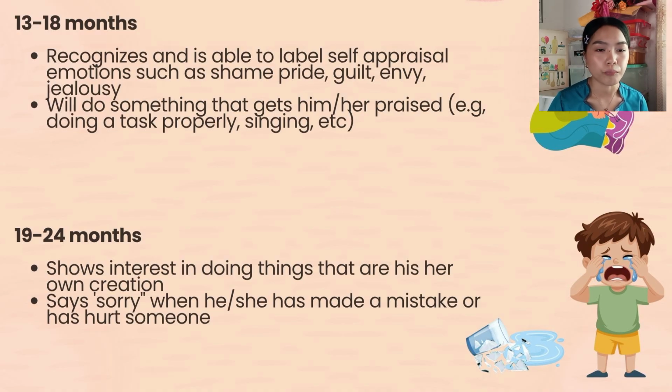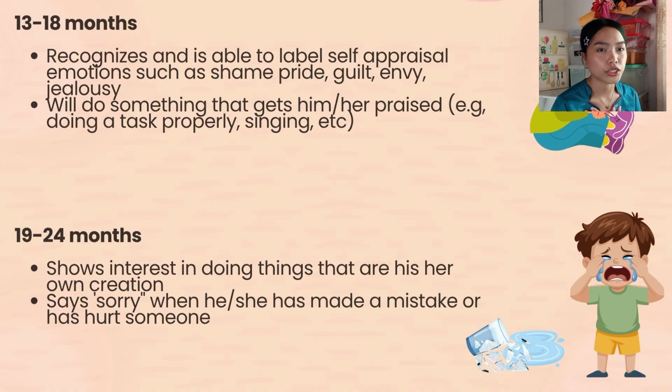And we have here 19 to 24 months: shows interest in doing things that are her own creation, says sorry when she has made a mistake or has hurt someone. So shows interest in doing things that are her own creation is, for example, during this age, they want to draw and draw and draw. Or if they are playing with Lego and they start to form different figures out of it, and then they say sorry when she made a mistake or hurt someone. So for example, here in the example, the baby broke the glass, so they can feel shame too. So they can also start to say sorry or feel sorry about it.